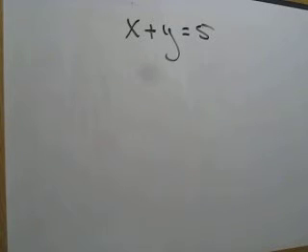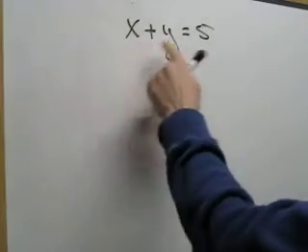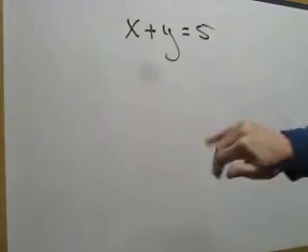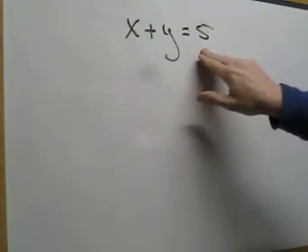Lesson 4.7 on page 313, paired data and equations in two variables. Alright, got an equation up here on the board, and one of the things that you'll notice about this equation is that there are two variables. There's an x and a y. Alright, so what numbers make this a true statement?